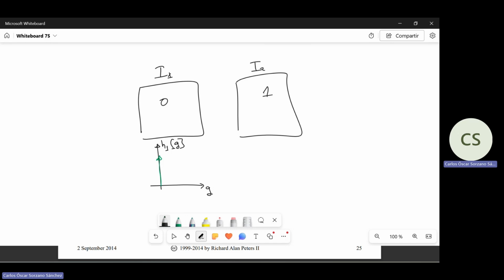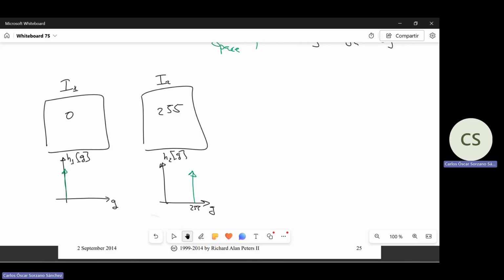What about this one? It will be now H2, and then it will be a delta here. Let's say 255, to make it even more pronounced. So this will be at 255. This is the histogram of this one, and this is the histogram of that one.